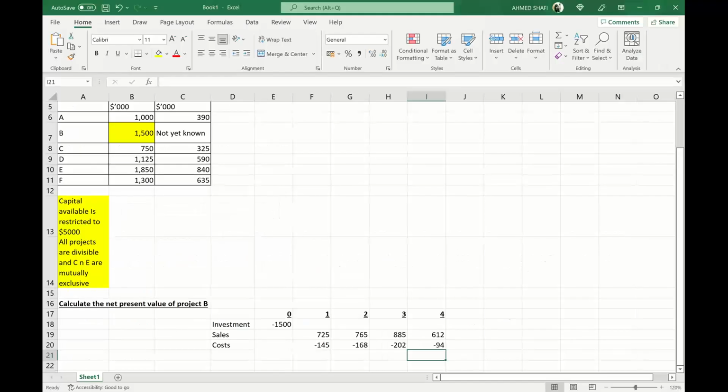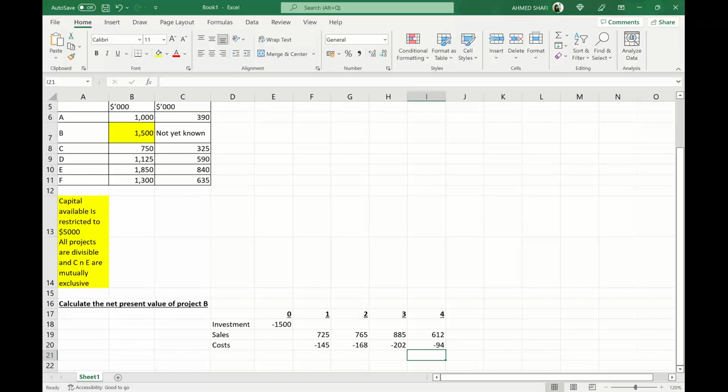If there are any further cash inflows and outflows, you must record them. But at the moment, it seems there are no further cash inflows and outflows. Investment's NPV has to be computed. The life is 4 years, so 0, 1, 2, 3, 4. Investment was 1,500. It's always at year 0, so negative 1,500. We got sales and then we got costs.